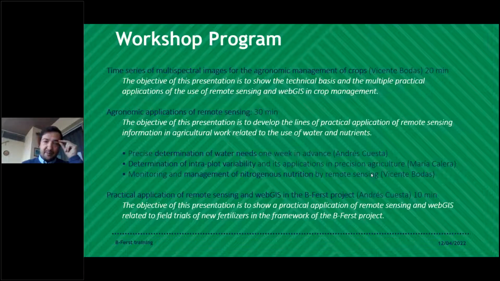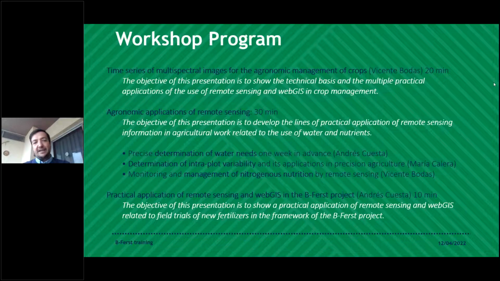The second part will be the agronomic applications of remote sensing. This part is divided in three short presentations. The first one is the precise determination of water requirements one week in advance. The second is the determination of intra-plot variability and its application in precision agriculture, and the third is the monitoring and management of nitrogenous nutrition by remote sensing. The objective of this part is to develop the lines of practical application of remote sensing information in agricultural work related to the use of water and nutrients.